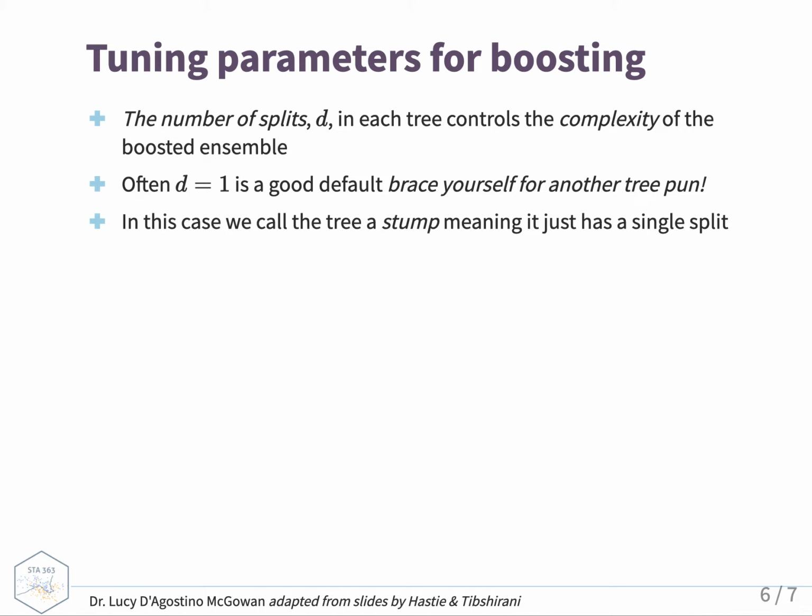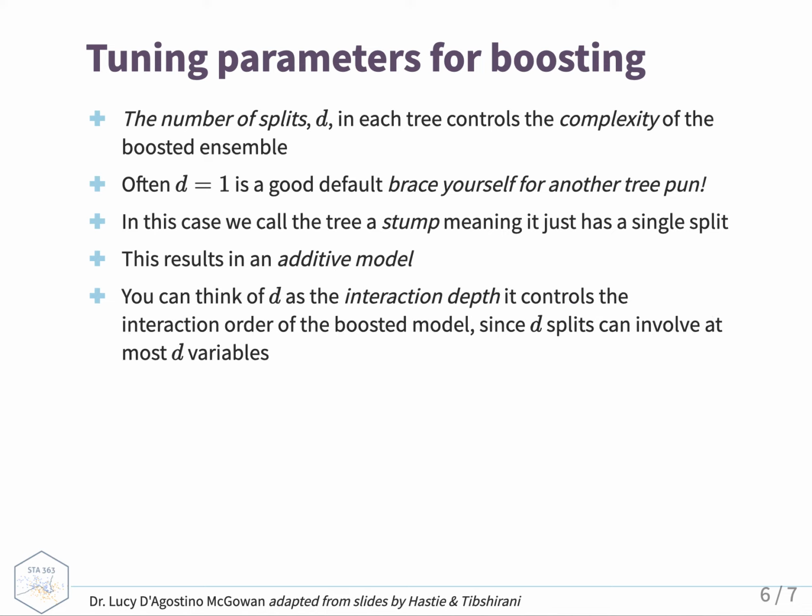I just love all the tree puns with decision trees, like random forest and stumps, and we're growing our trees, and it's great. When you set D equal to 1, where you just have stumps in each case, this results in an additive model. You can think of D as the interaction depth because it controls the interaction order of the boosted models. That's because D splits can involve at most D variables. When you're thinking about what's happening when they're splitting, if you have two splits, it's like you've set up a double interaction.